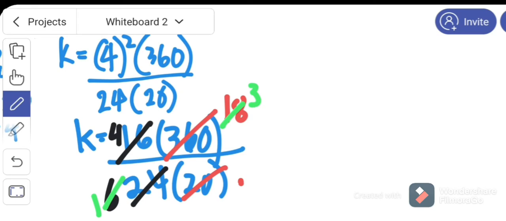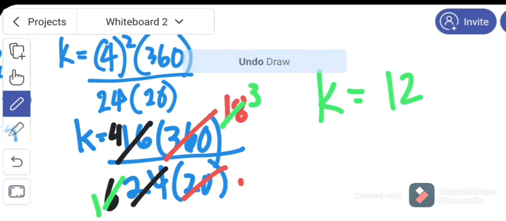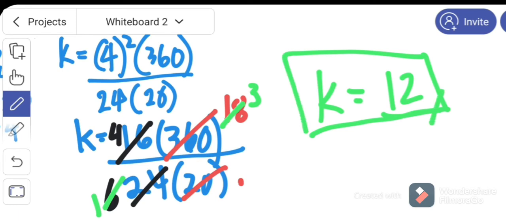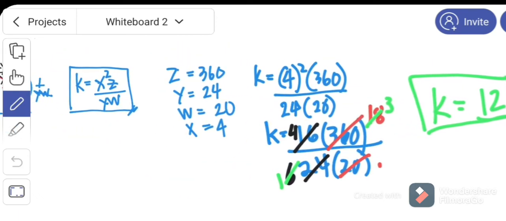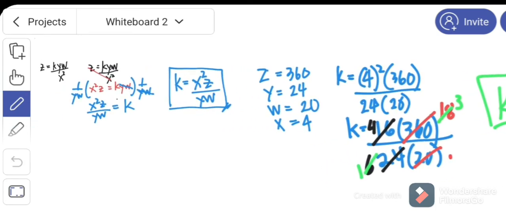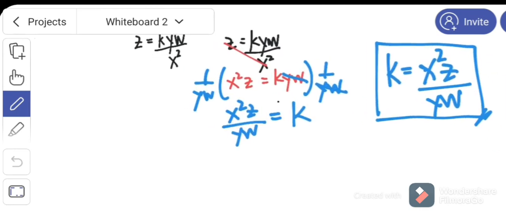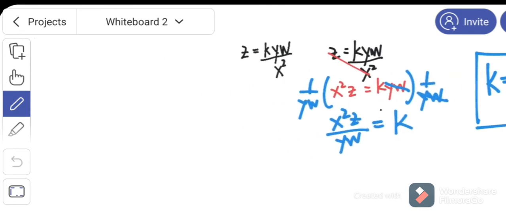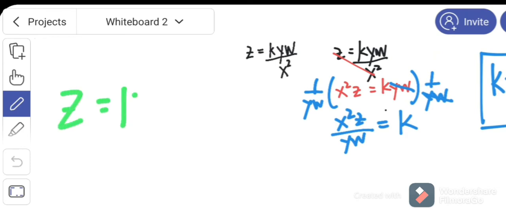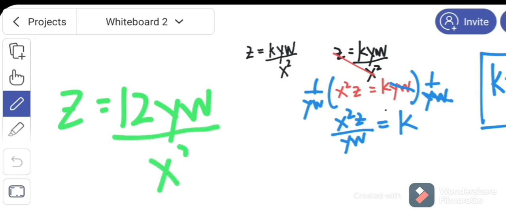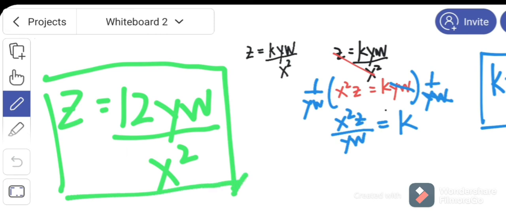Now, what do we have for k? In the numerator, we have 4 times 3 is 12. And in the denominator, we have 1. So the answer is k is equal to 12. After finding k, now we can rewrite our formula by substituting the value of our k. So k is 12. Here, our formula will be z is equal to 12yw over x squared. Again, this will be our formula for the given problem.